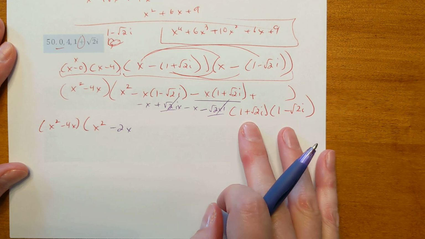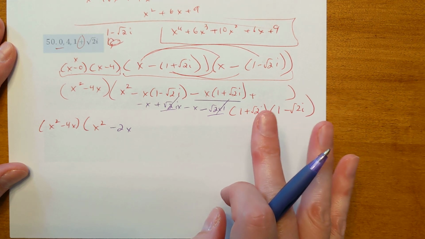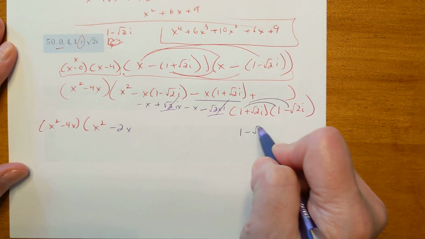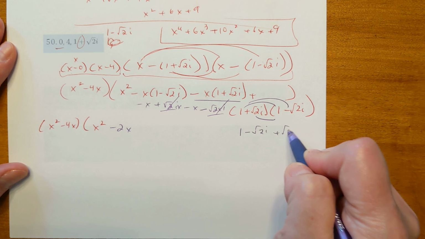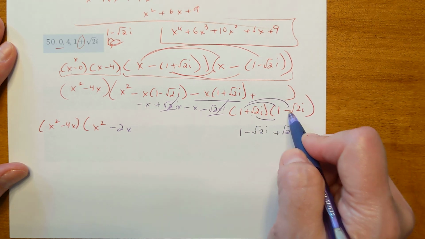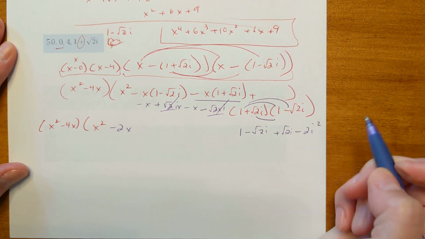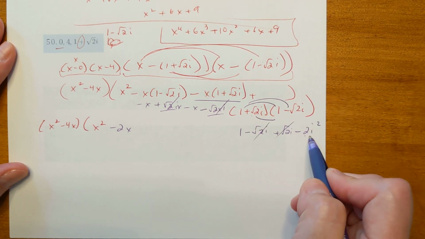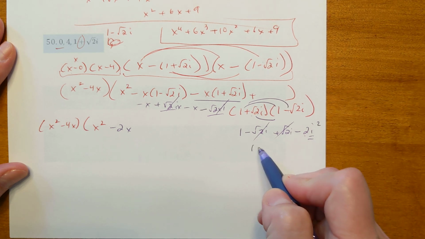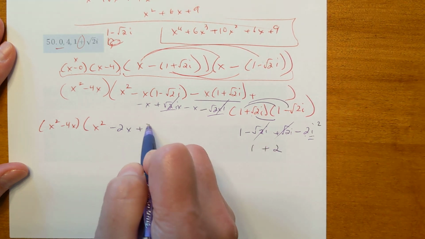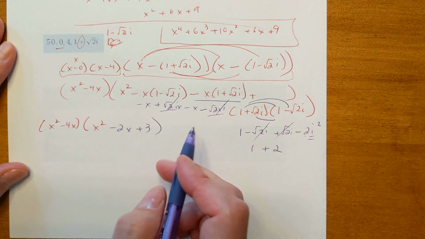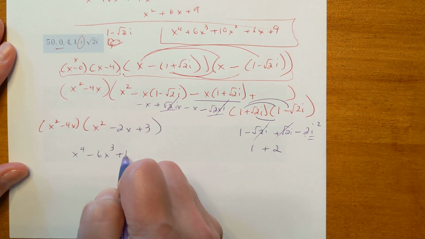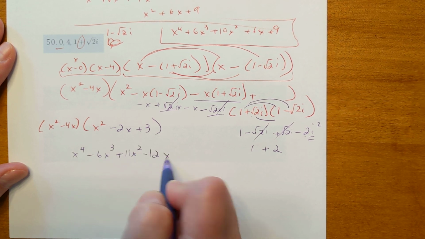Okay, and then the last one here, 1 plus the square root of 2i times 1 minus the square root of 2i, you've got 1 minus the square root of 2i, and on the inside plus the square root of 2i, and then plus times the minus is minus 2i squared. Radical 2 times radical 2 is 2. Those are gone. I squared is negative 1, so that really makes 1 plus 2, which is 3. And then you'd FOIL those together, and when you FOIL those together, you get x to the 4th minus 6x to the 3rd plus 11x squared minus 12x.